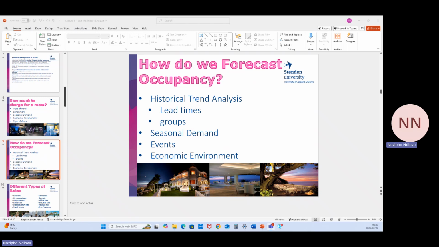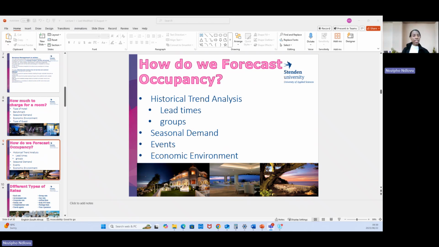Okay, how then do we forecast occupancy? We forecast our occupancy based on the history trends analysis. We look at the lead times. When is it that at times people want to book your hotel the most? We're looking at groups. Are they booking as a group or are they booking as individuals? Is it a demand? Is it a season where people are demanding this particular service, like December? We're looking at January. We're looking at certain days in the year where people are most likely to take a holiday. So looking at events, are there people booking your event, your hotel or your guest house for a wedding?